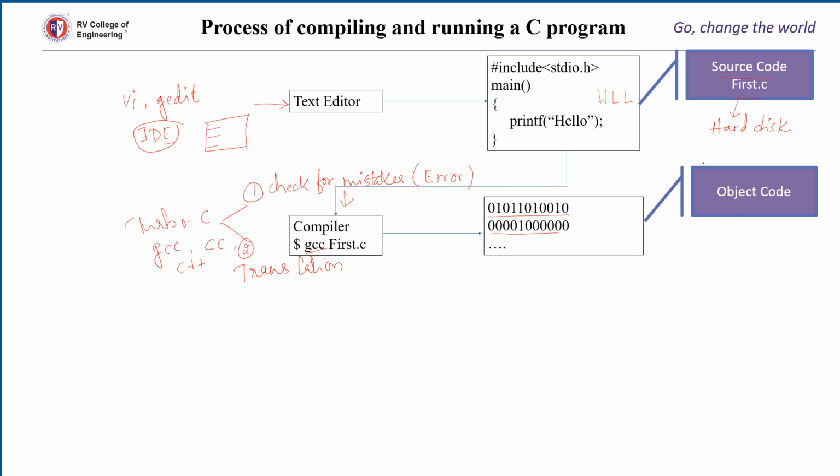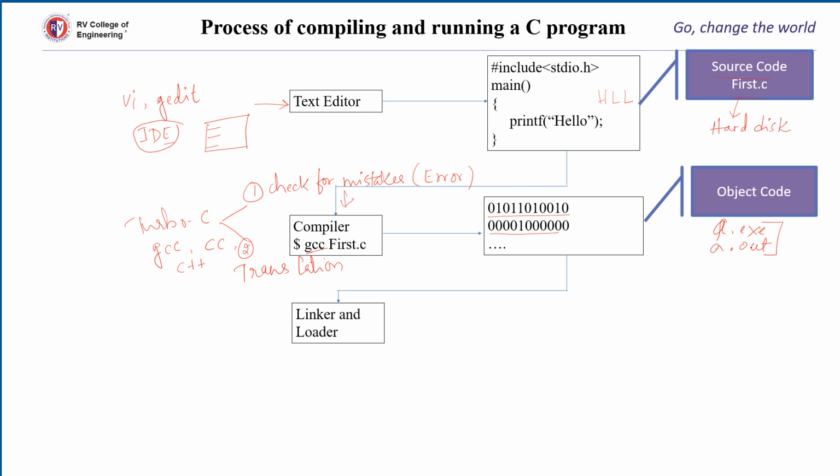Fine. In case of Windows operating system, this will be something like a.exe. In case of Linux operating system, it will be a.out. So what does this mean? These are object codes. Okay, these files constitute the object code.